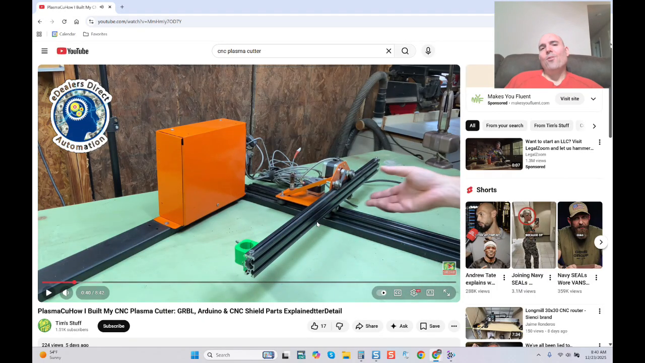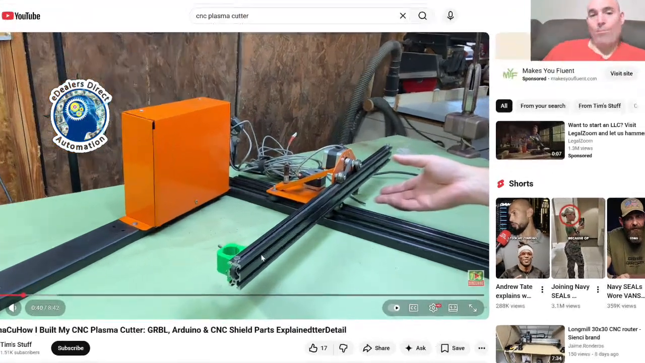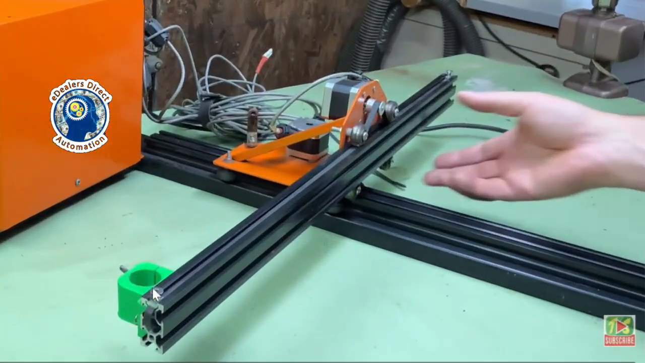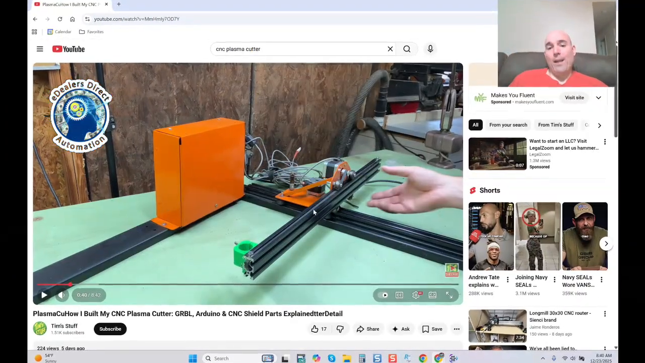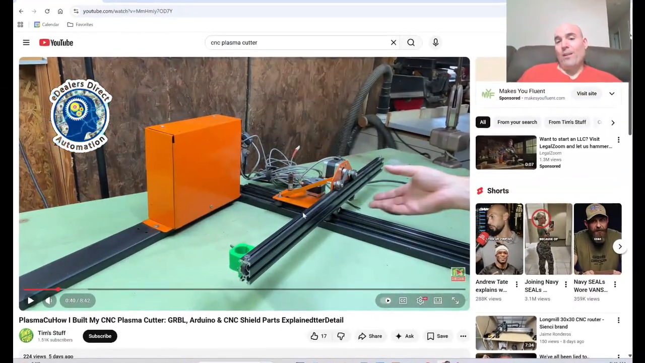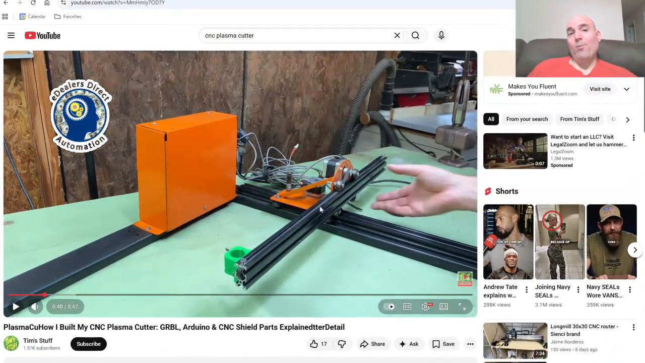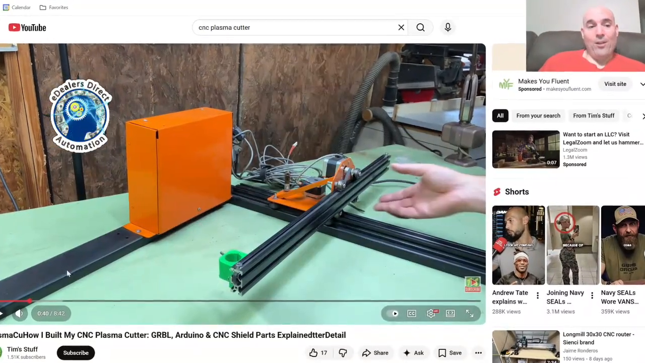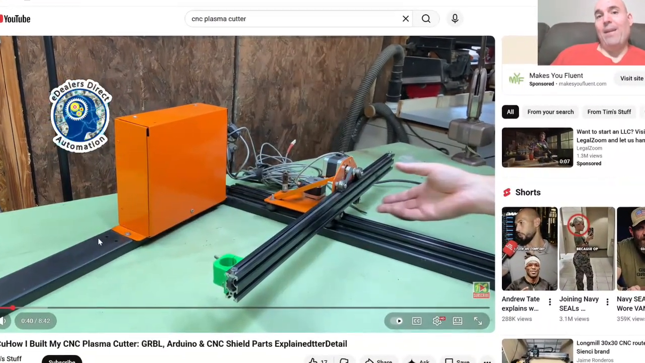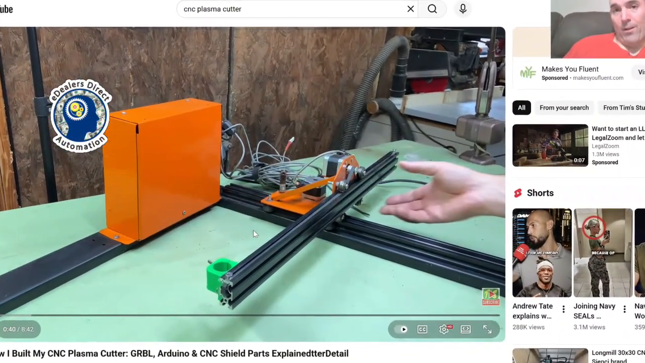So again, guys, let's just briefly sum up what we're looking at. Here's the arm right here that's holding the torch, which mounts right in that green mount, and I believe it's 3D printed. Over here is where essentially he's got his X-axis. This would be his Y-axis. And essentially this arm right here would be laid over the piece of metal he plans on cutting.